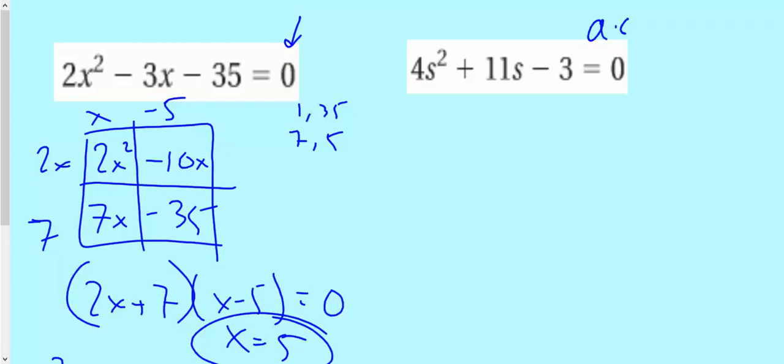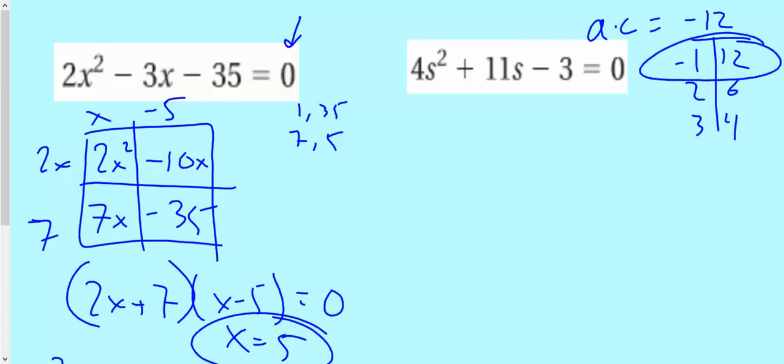A times c equals negative 12. Alright, so 1, 12, 2, 6, 3, 4. I need to get to 11, so I'm going to choose those two numbers there. Negative 1 plus 12 is 11. Negative 1 times 12 is negative 12. Okay, so 4s squared minus s plus 12s. And a lot of kids will ask me, does the order matter? If I put the 12s before the negative s, does that matter? The answer is no. You're going to get the same answer regardless.